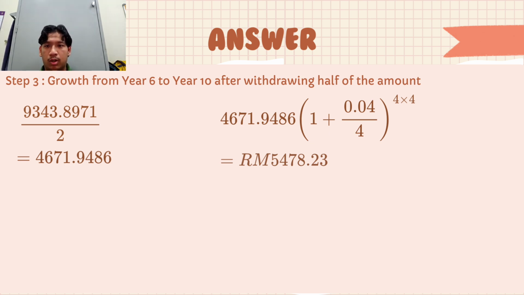So the question said that at the end of the 6th year, Samantha withdrew half of the amount. So from the amount that we got earlier in step number 2, we divide it by 2. So we get 4671.9486. So this amount will be left untouched for another 4 years in ABC Finance. So we just use the future value of compound interest formula. So substitute it, and then we will get the answer RM 5478.23.